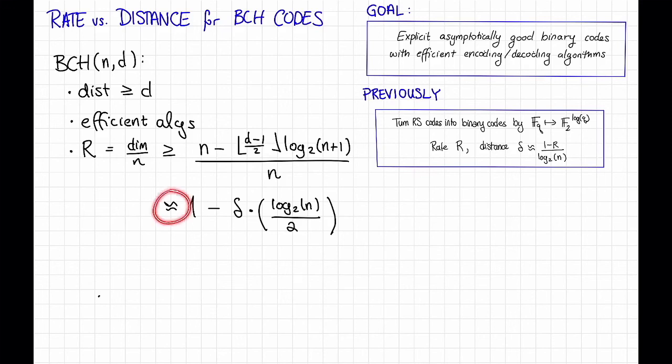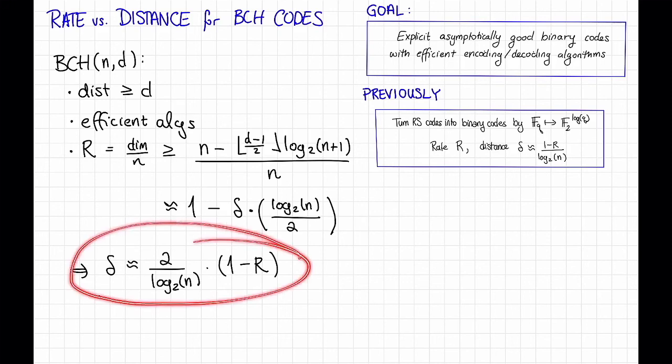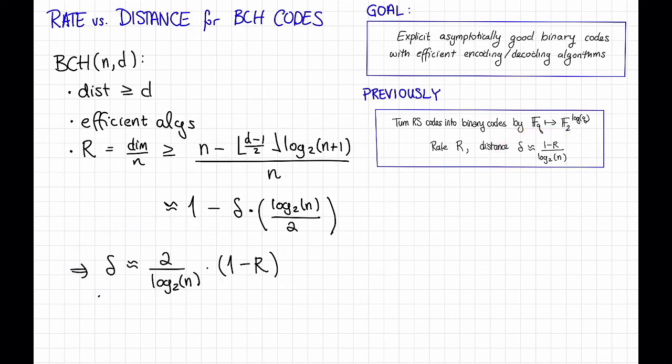Here I have a squiggle because I dropped the floor, I don't feel like dealing with it, and I also dropped this n plus 1 inside of the log and just turned it into an n. These are changes that are not going to affect the asymptotic rate as n goes to infinity. Okay, so now solving for delta in this expression, this implies that delta is approximately equal to 2 divided by log n times 1 minus the rate. So comparing this to what we got before, we see that we actually do better. We're going to do better by a factor of 2, this factor of 2.